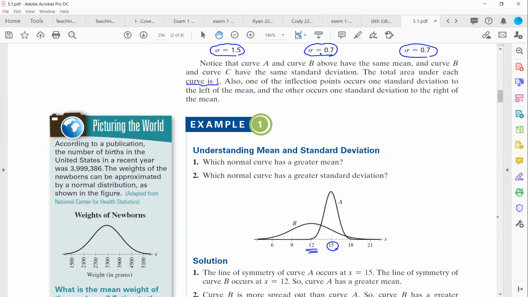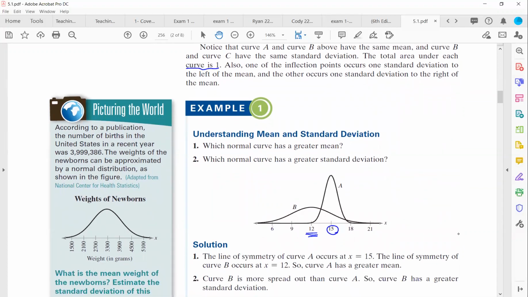Which one is more spread out? Graph B has more spread in the data, so the standard deviation of B is greater than the standard deviation of A, but the mean of graph B is smaller than the mean of graph A.